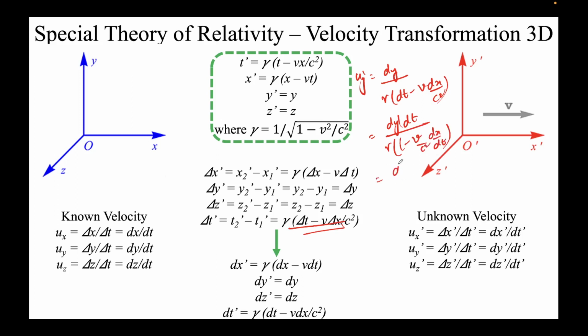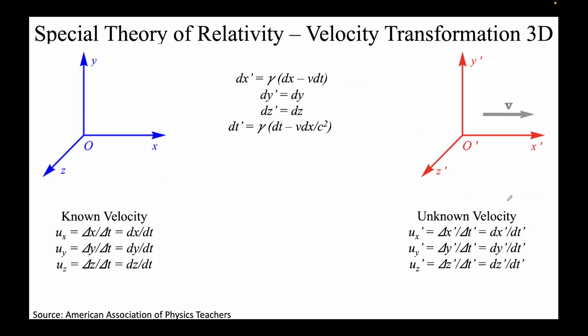Okay, so this will be dy by dt. Do we know dy by dt? Yeah, dy by dt is uy. There is an object here which is moving with ux, uy, uz like this. Similarly, the same object is moving with ux prime, uy prime, uz prime. So dy by dt is uy, divided by gamma. And 1 minus v over c squared times dx by dt is nothing but ux. We know that. So we got this formula: uy over gamma (1 minus v ux over c squared).